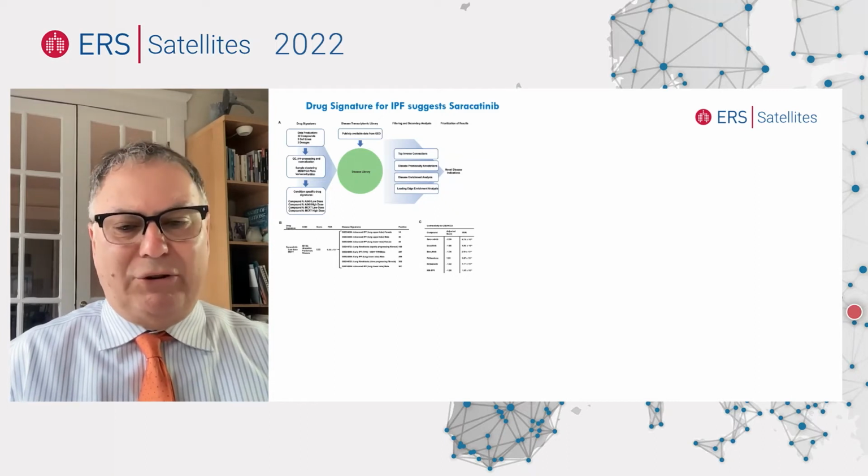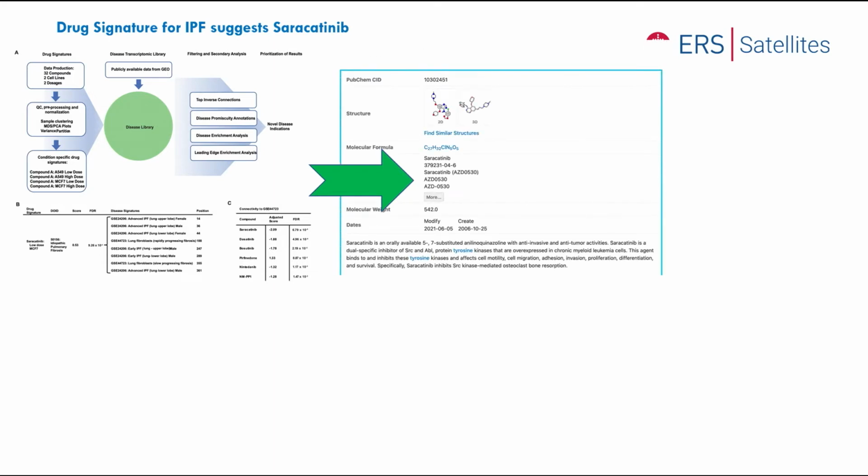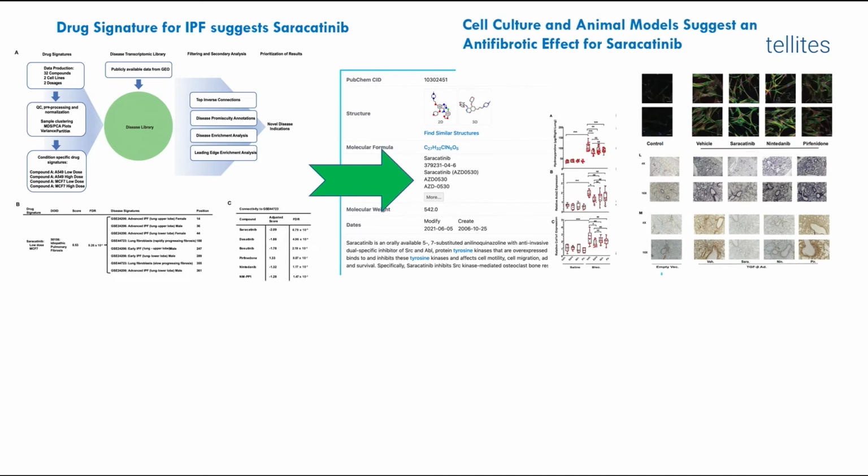The last thing I want to mention is a little bit of repositioning. Greg Downey and Leslie Cousins and others have looked for an IPF signature of something that would be better than nintedanib, basically looking at a lot of gene expression data, and what came up was saracatinib, a small tyrosine kinase inhibitor that inhibits SRC, developed for cancer and Alzheimer's, tested in humans, very safe, but didn't do anything.